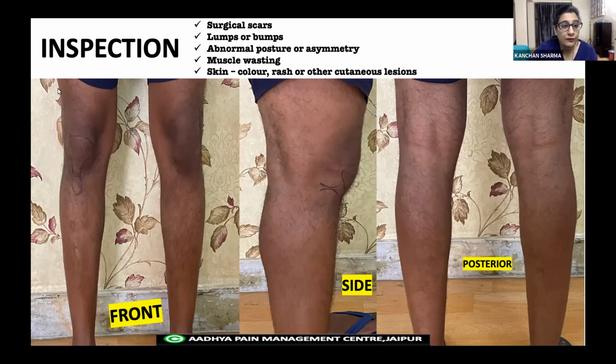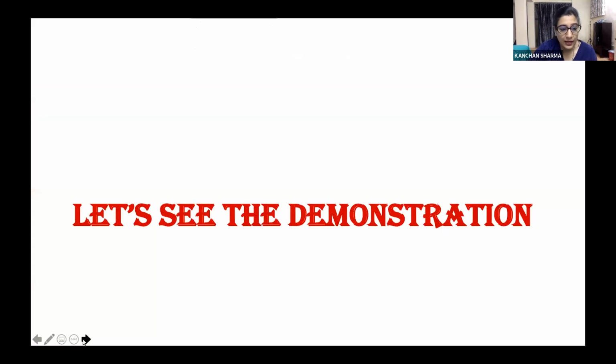So always look for any muscle. Suppose there is any atrophy of the muscle, like if there is a femoral nerve entrapment, you're going to have the atrophy of your quadriceps. So that time you should be looking at the medial side. Look for any color changes over the skin, rash, or any cutaneous lesions. So that was all about the inspection. And now I'll be showing you the palpation.